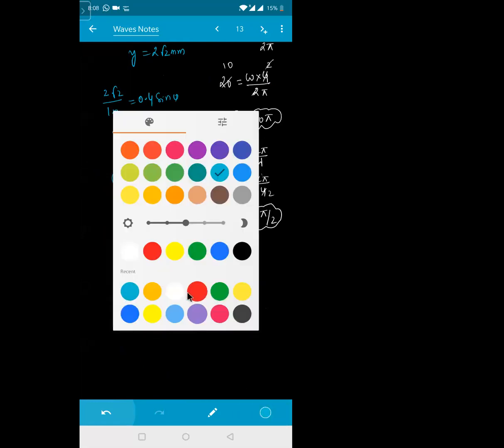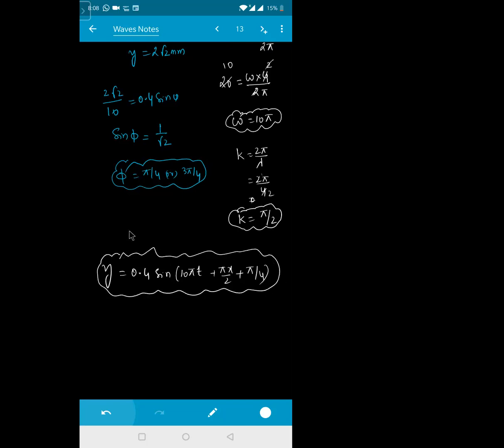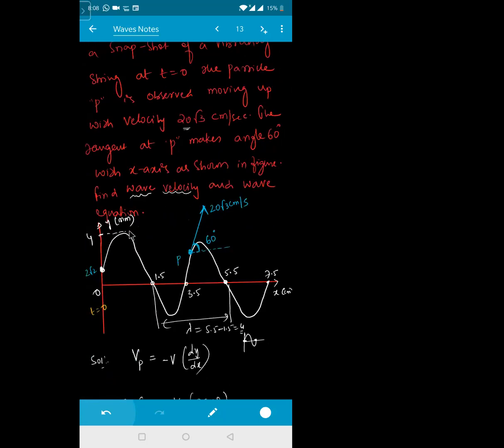So ultimately the wave equation will become how much for me? y is equal to 0.4 into sine (10 pi t plus pi x divided by 2 plus phi), where the phi value is pi by 4. So this is the wave equation. So, got an idea how to write the wave equation from the given data? So this is a graphical problem.